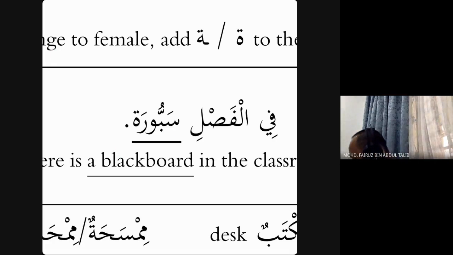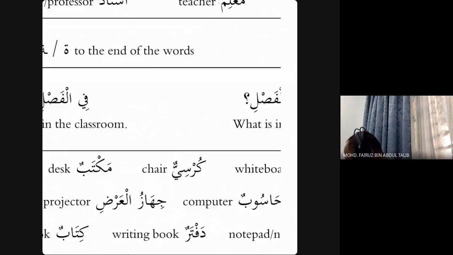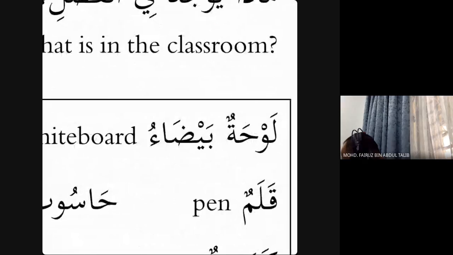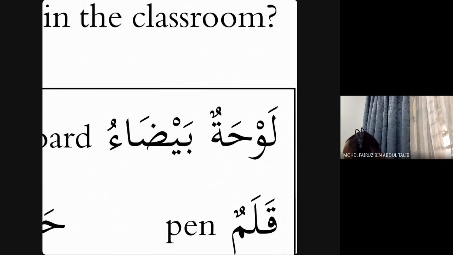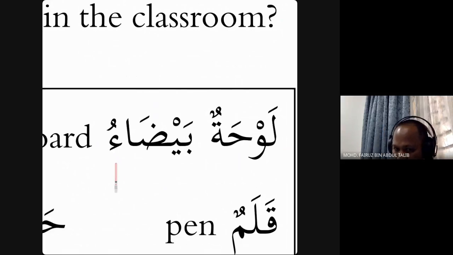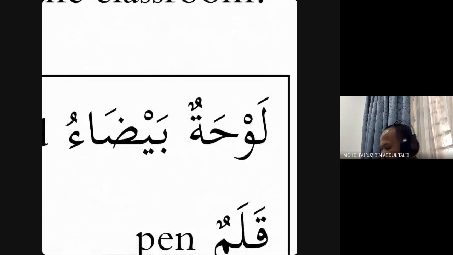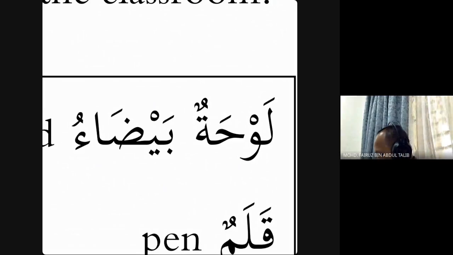Okay, so this is the word. I have listed the word for you. Here I give you a different word. I give you lauha. But this is the word baida. So you can put the word sabura here. We say sabura baida. That is whiteboard. There is another word for whiteboard. Instead of the word sabura, sometimes people don't use sabura to refer to whiteboard. They use this word, lauhatun.